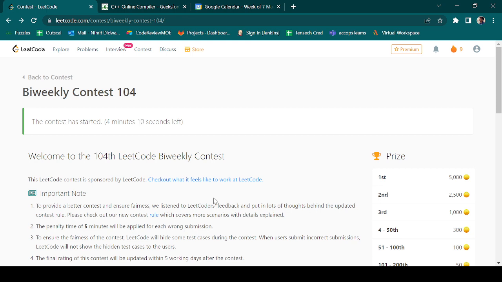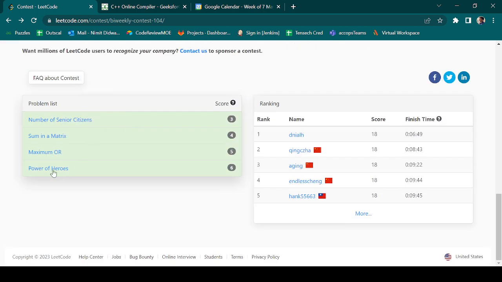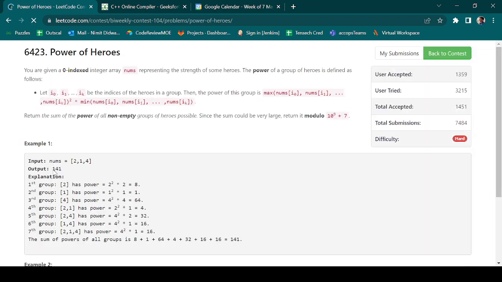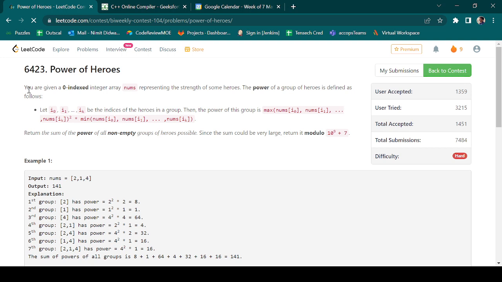In this video, we're going to cover the fourth problem of today's biweekly contest 104. And this was the problem. I hope you read the problem statement carefully because if you are coming directly from the contest, then you must have read and understood the problem statement, right? But let's understand the problem statement once more so that it's clear for everyone.